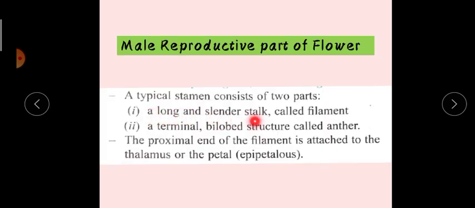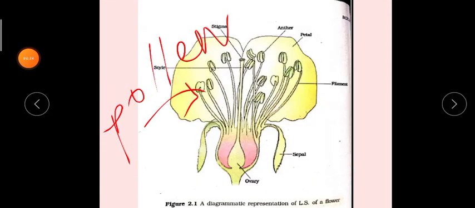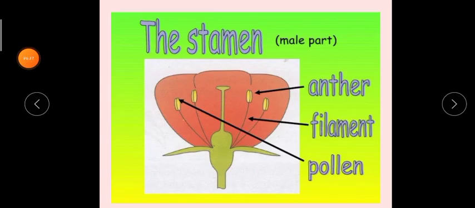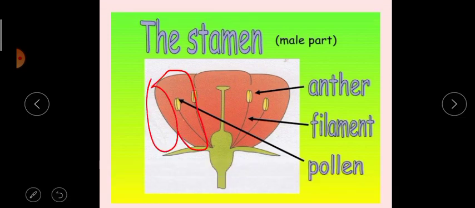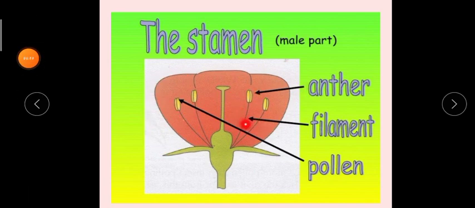The long slender stalk is called the filament. A terminal bilobed structure is called the anther. Terminal means it is present in the tip, that's why it's called terminal. And why is it called bilobed? If you see the anther, you will see two lobes here, one lobe is this and another lobe is this, so it is called bilobed. This is your anther.